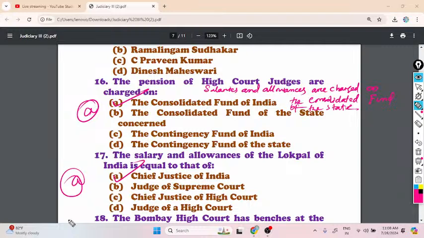The Lokpal consists of a chairperson who is known as Lokpal and 8 members, 4 judicial and 4 non-judicial. The salaries and allowances of the Lokpal is equal to that of the Chief Justice of India. But remember, a retired judge of Supreme Court is appointed as the Lokpal. Only a retired judge of Supreme Court can be appointed. So that is A.